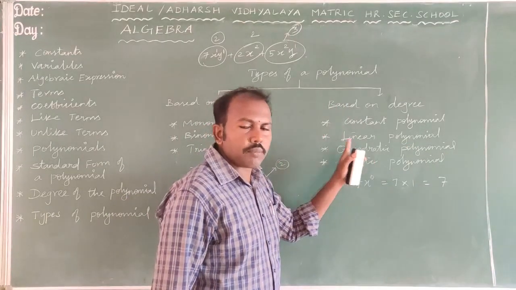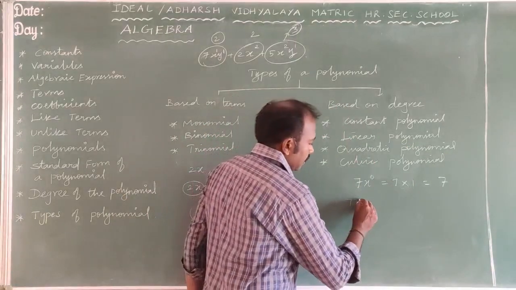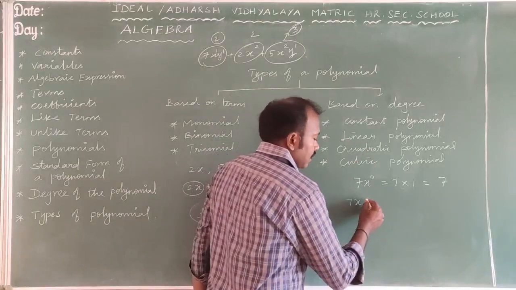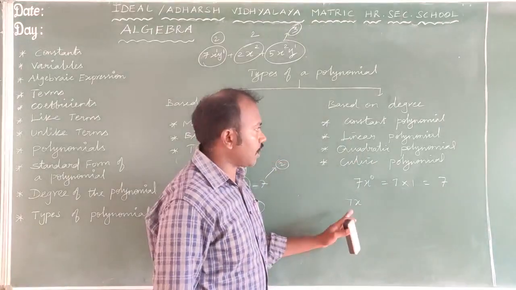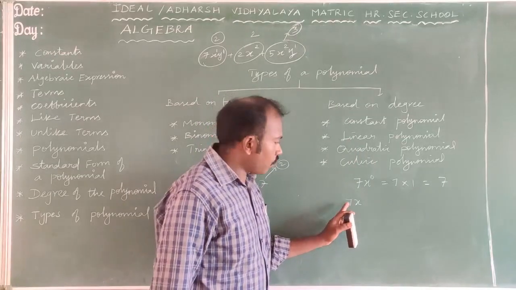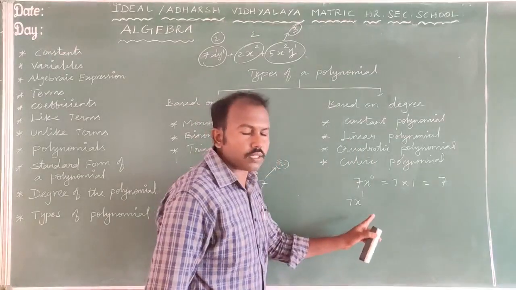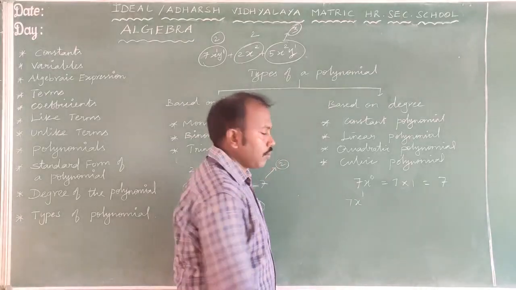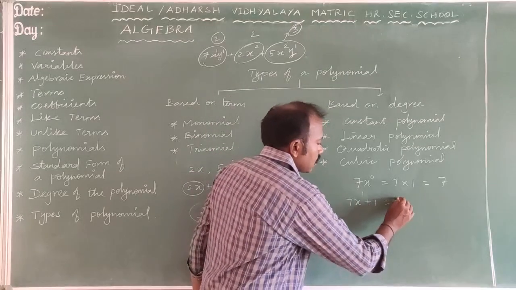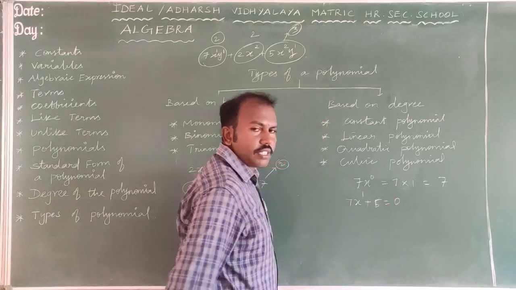Next one, linear polynomial. The degree of the polynomial is 1. That is 7x, a linear polynomial. It contains only one degree; the highest degree is 1. So it is a linear polynomial. For example, 7x plus 1 is equal to 0 or 7x plus 5 is equal to 0.